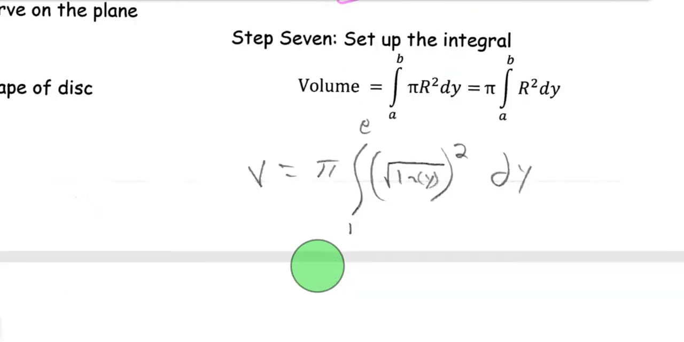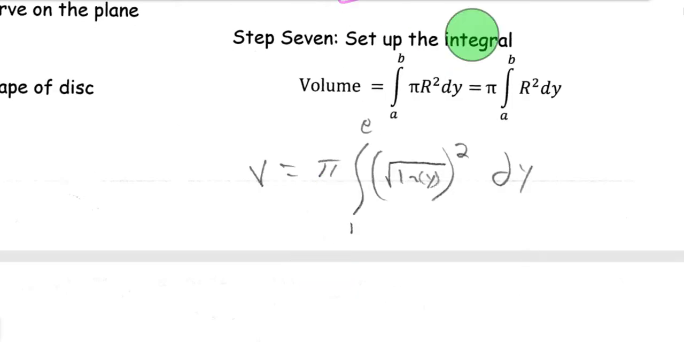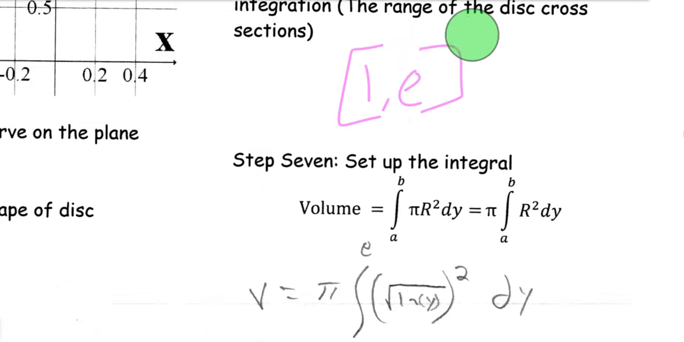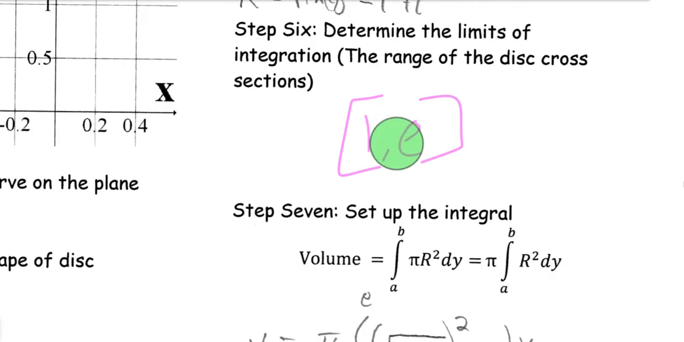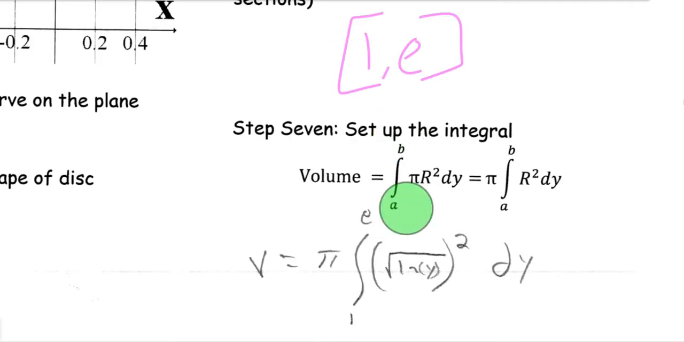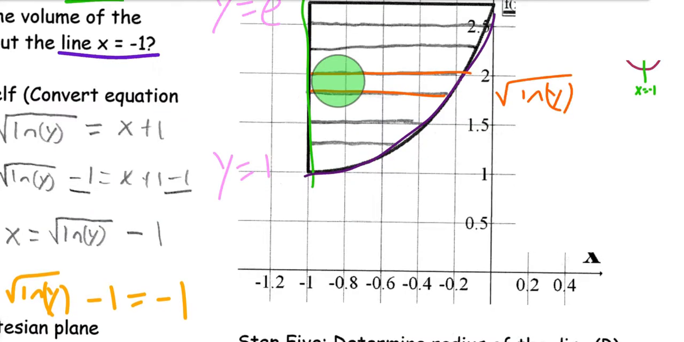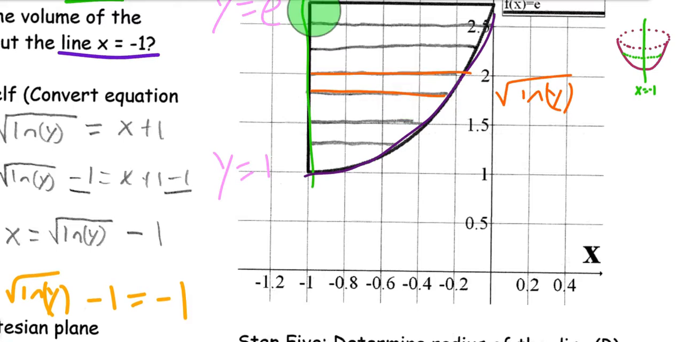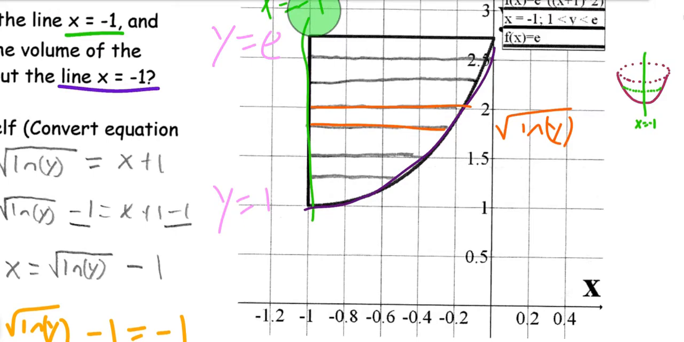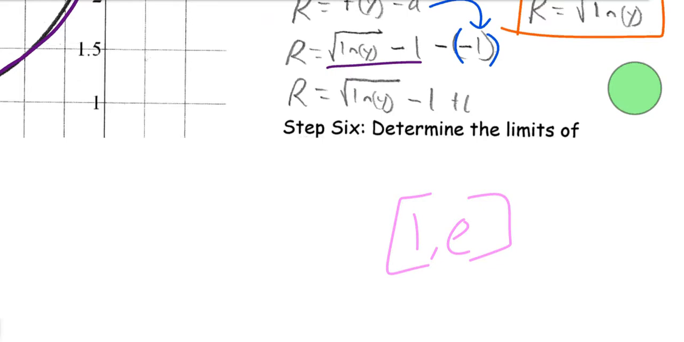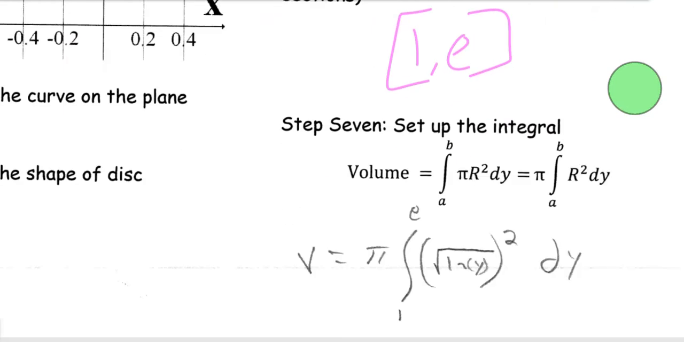Okay, step 7 is to set up your integral. Now again, if it's ranging in terms of e, then everything needs to be in terms of e. And again, it's the same volume formula as before. It's basically your range of all of your disks of pi r squared from a to b. So basically, if you take the area of all of these from 1 to e, it will give you the volume of this bowl right here that we drew. So we are going to be going from 1 to e.